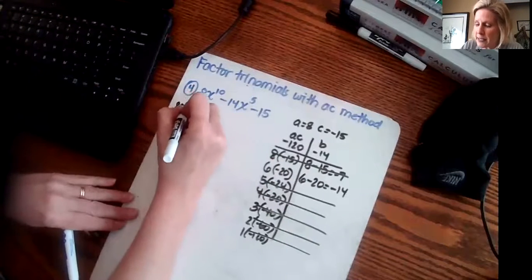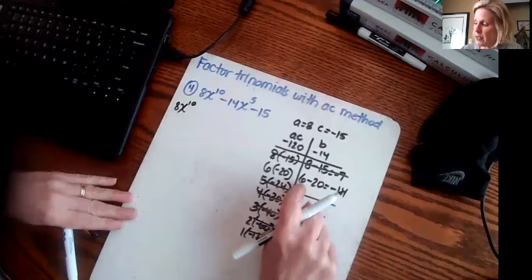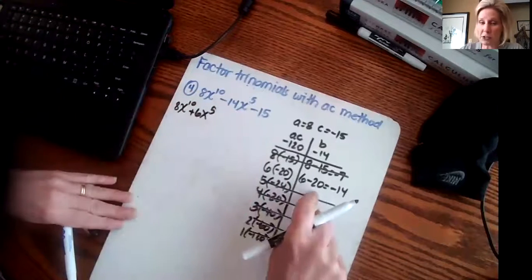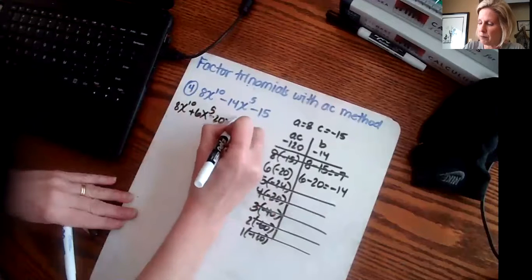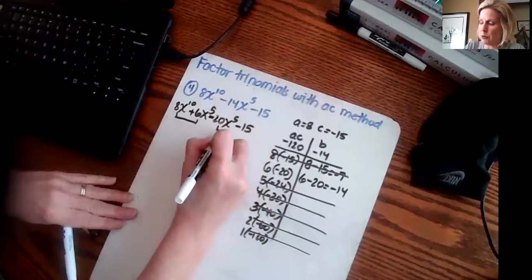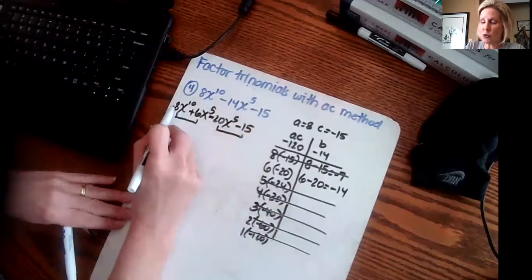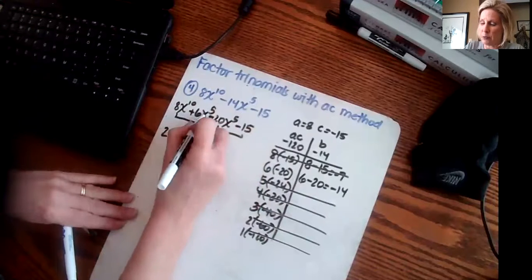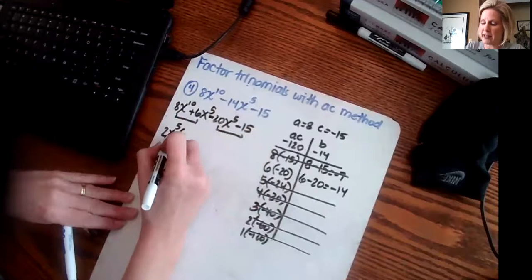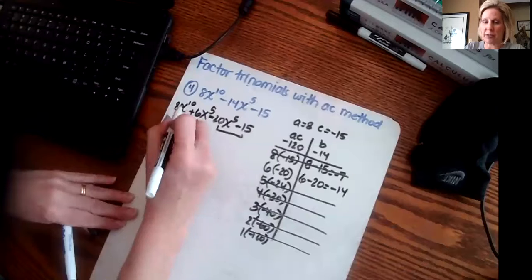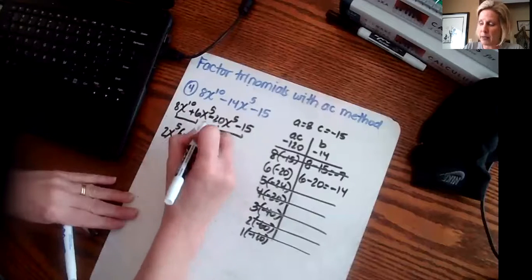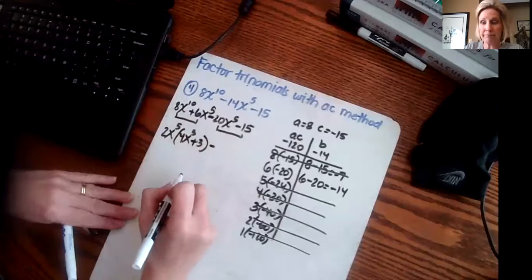So I'm going to rewrite it as 8x to the 10th, and then plus 6x to the 5th, minus 20x to the 5th, and then minus 15. So here I am again, group, group, group. I see that 2 will come out of 8 and 6, and it will be x to the 5th. So it's going to be 2 times 4 to get 8, and x to the 5th times x to the 5th to get x to the 10th. 2 times 3 will give you the 6. This minus sign needs to be brought down.